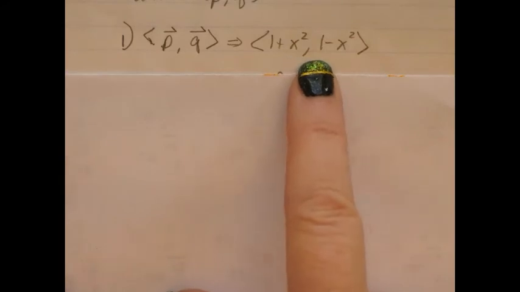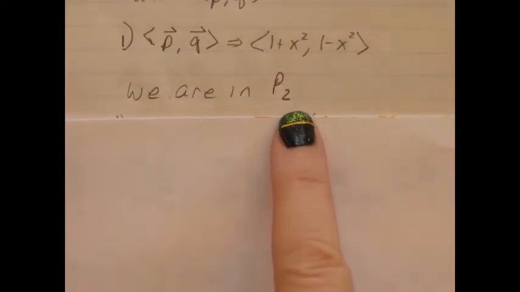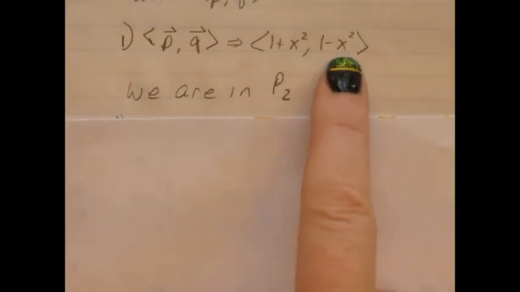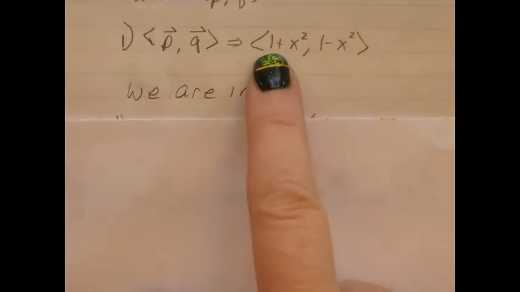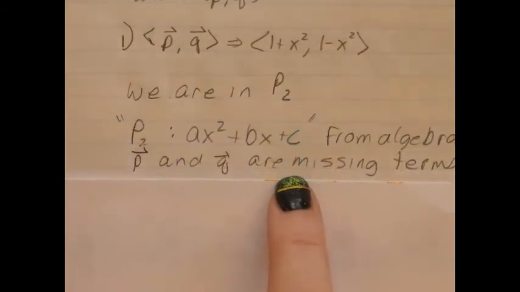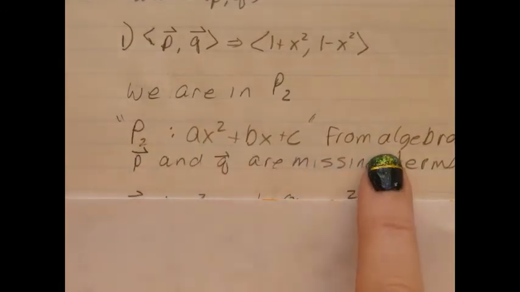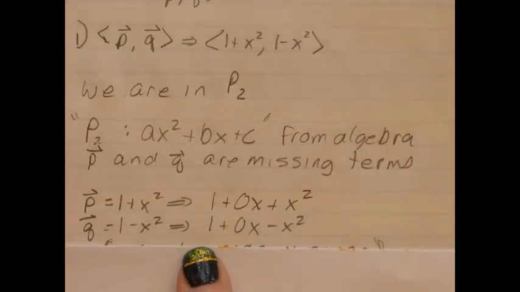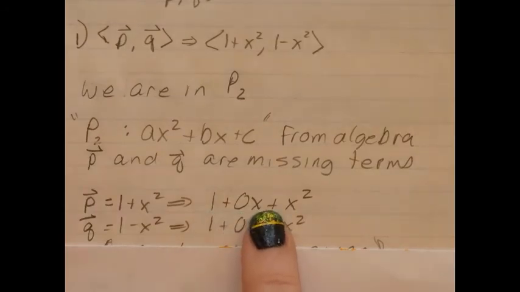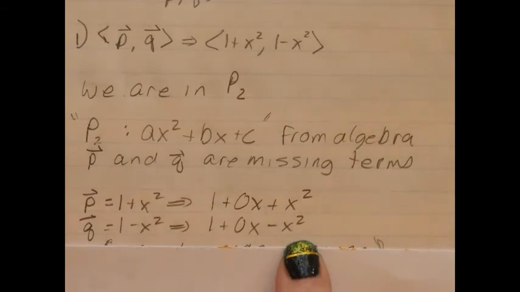P was 1 plus x squared and Q was 1 minus x squared. And we are in P2, so something interesting is happening here. We are in P2, I have an x squared and an x to the 0 power. P2 means ax squared plus bx plus c from algebra, and notice that P and Q are missing terms. So I'm going to write this in terms of 1 plus 0x plus x squared, and Q in terms of 1 plus 0x minus x squared.